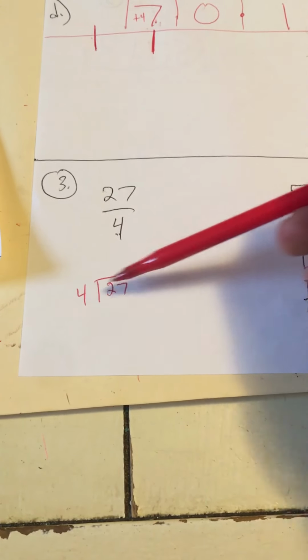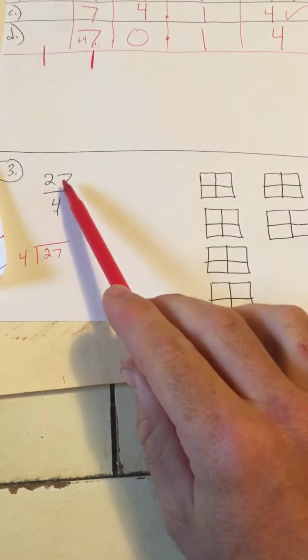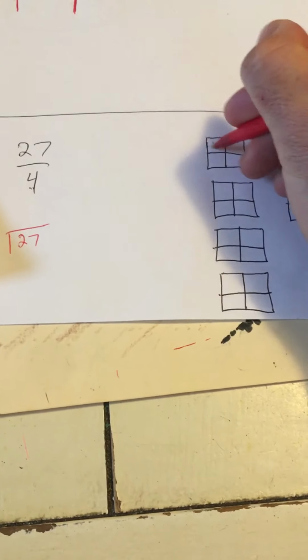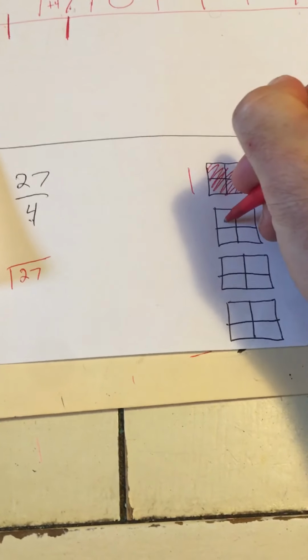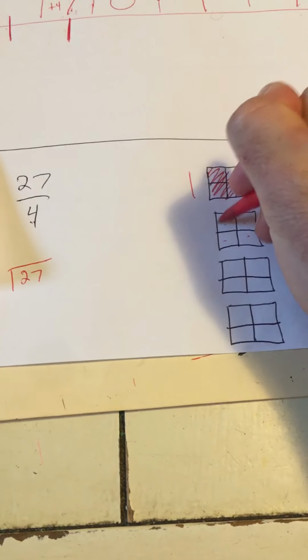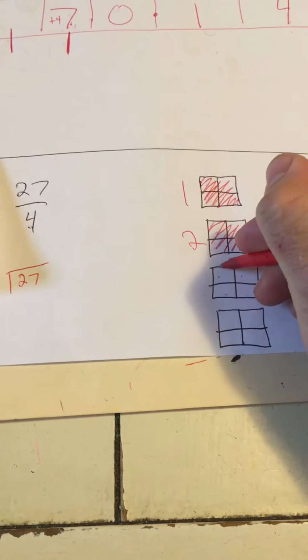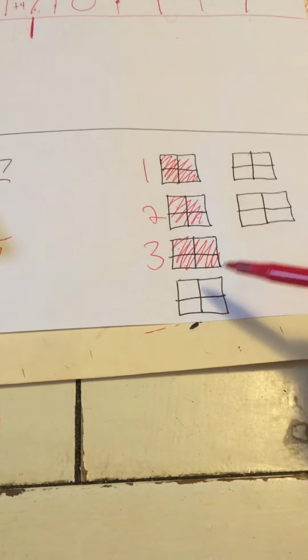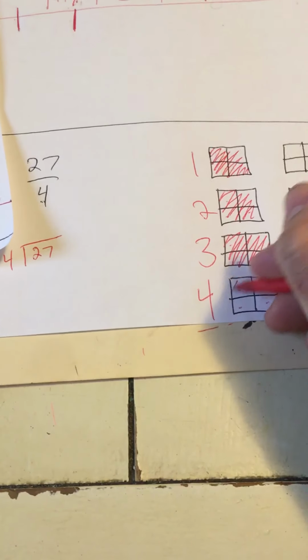27 divided by 4. We'll do that here. But I also wanted to draw some models. I drew some fourths. We're counting up to 27/4. So there's 1/4, 2/4, 3/4, 4/4, which makes 1 whole. 5/4, 6/4, 7/4, 8/4, which makes 2 wholes. 9, 10, 11, 12/4, because they're all fourths in size. 12/4 makes 3 wholes. 13, 14, 15, 16/4 makes 4 wholes. And we're going up to 27.